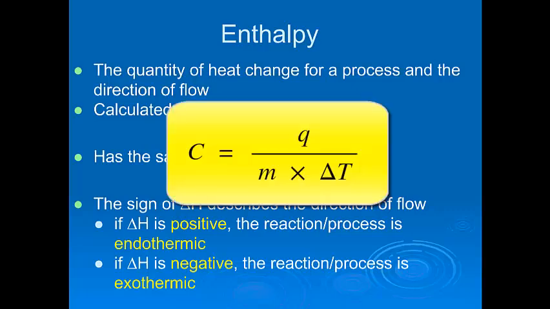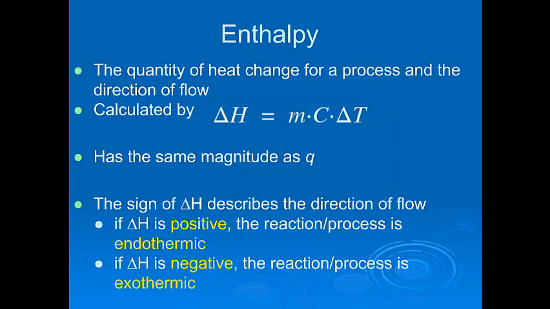ΔH has the same value, the same number value, the same size as Q. The only difference now is that ΔH will have a sign with it, either positive or negative. And the sign of ΔH tells you which direction the heat is flowing. If ΔH is positive, that means that this reaction or process is absorbing heat. It's taking heat in. In other words, it's endothermic. And if ΔH has a negative sign, then it means that the reaction or process is actually producing heat, or it's exothermic.